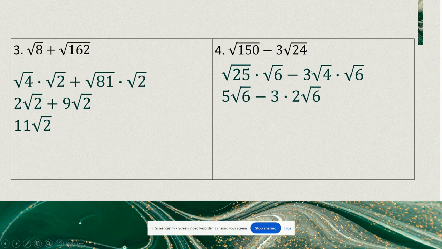Remember, this 3 is still out here, so I'm going to multiply. 3 times 2 is just 6. So I'd get 5 root 6 minus 6 root 6. And of course, now I have the same radicand. I have like terms, so I can subtract these to get negative 1 root 6 or just negative root 6. They're the same thing. Okay, so this process can get extensive depending on how many things we need to simplify and combine. But at the end of the day, it's just simplifying radicals and combining like terms, okay?